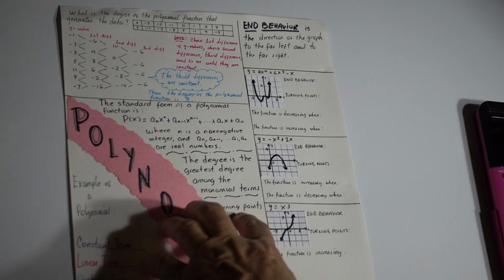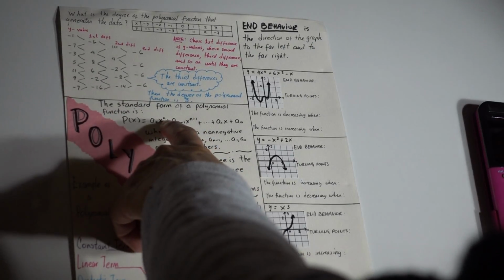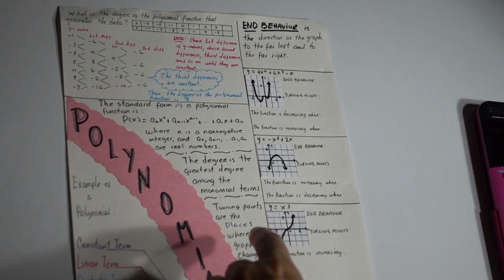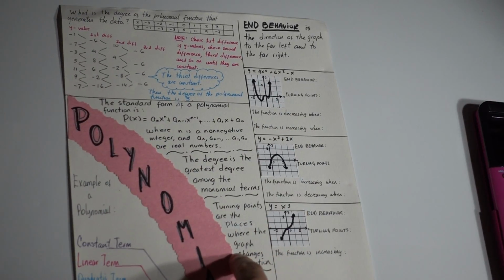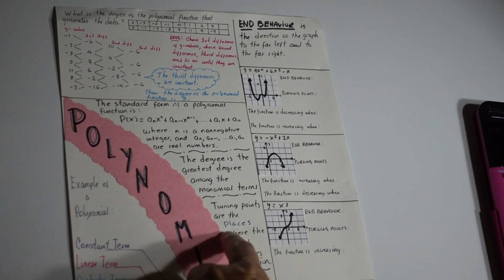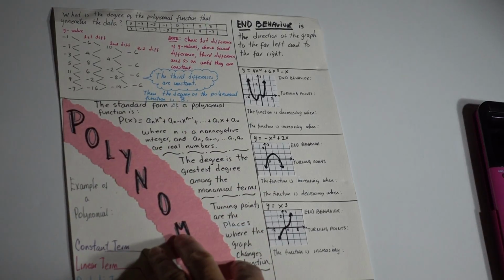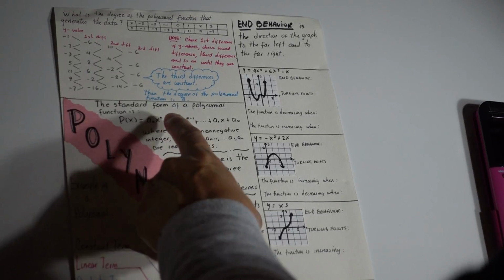The number of turning points is also determined by the degree of the polynomial. I don't know if you noticed it. I was expecting you guys were noticing this during class yesterday, but I'm going to tell you anyways. n, which is the degree of the polynomial, determines the number of turning points. It can have no more than n minus 1.